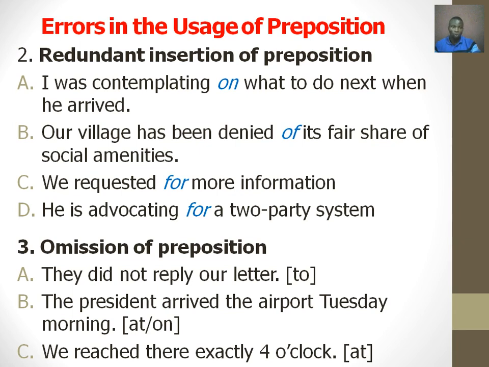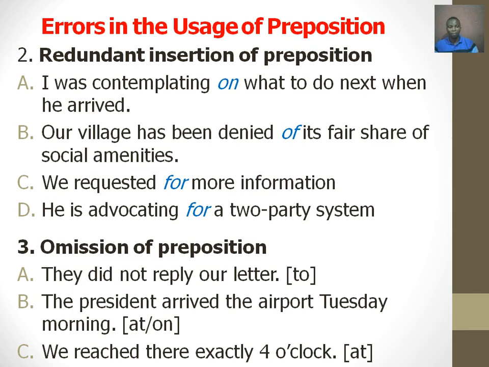But that word contemplating is not a prepositional verb. What I mean is that it does not need a preposition to accompany it. So if you have decided to use a preposition with the word contemplating, then you have redundantly inserted a preposition where it is not needed. So how are you going to troubleshoot that? You would rather say, I was contemplating what to do next when he arrived. On is not needed in that sentence. So if you decide to bring on in, you have inserted it where it is not needed.